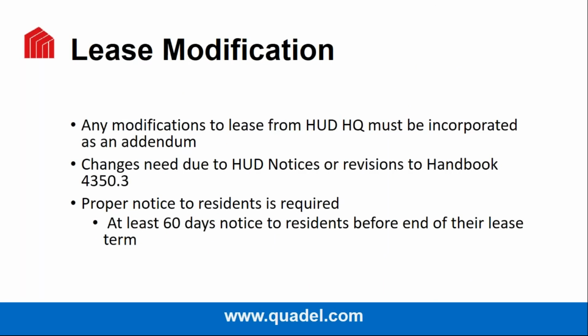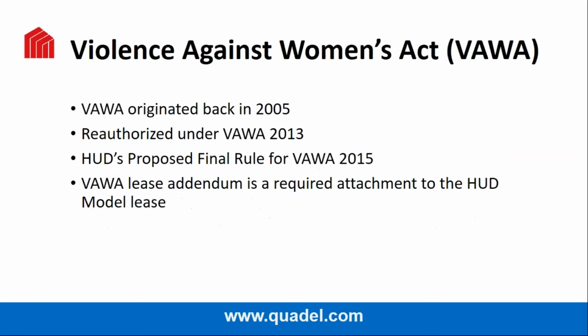We mentioned a moment ago that modifications to the actual lease itself are not typically allowed. However, if changes must be made, it will require HUD headquarter approval. But typically these are incorporated as a lease attachment or lease addendum. A note here that modifications to any lease require a proper 60-day notice, which must be served to the tenant only at the term of their lease. So these changes cannot be made during the course of the current lease term, only upon lease expiration. So that's important to note there.